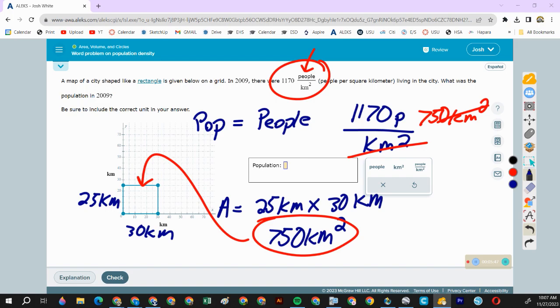And I get 1170 times 750, which is 8,775,000 people. Wait, is that right? No, 877,500 people.